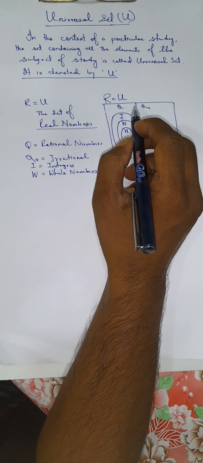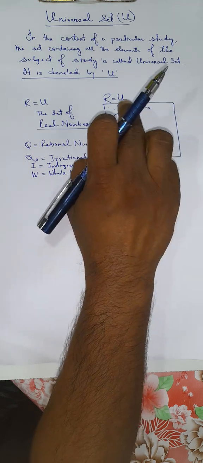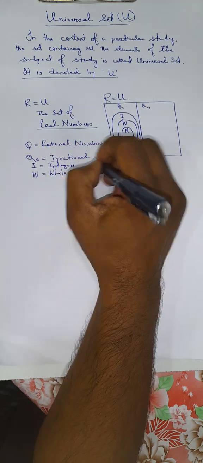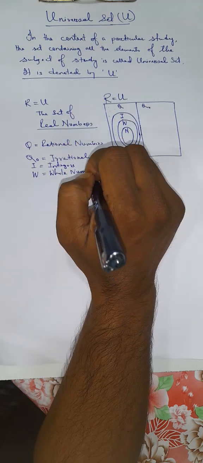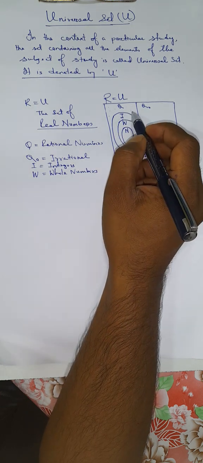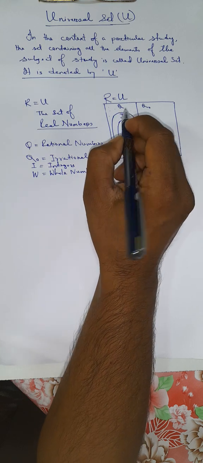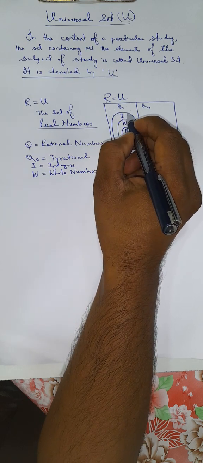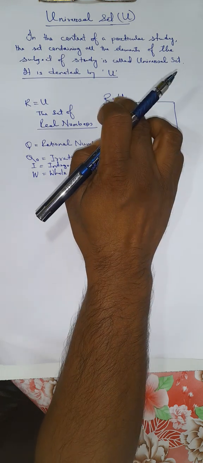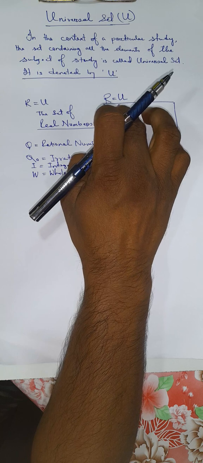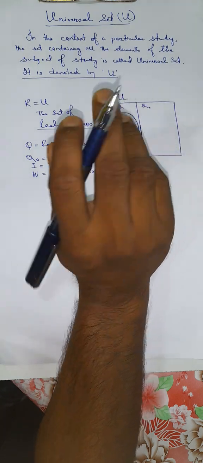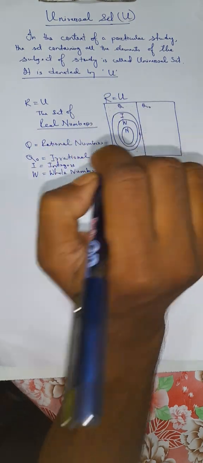Now we can subdivide the real numbers into two groups, Q and Q naught. Q means rational numbers, Q naught means irrational numbers. Now within rational numbers you find integers and fractions. So this parabolic set represents the integers. Integers are within rational numbers because every integer is a rational number, that we have discussed earlier.